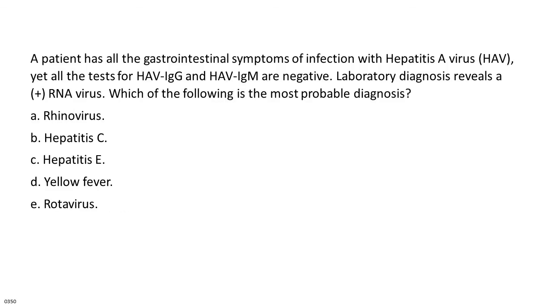A patient has all the gastrointestinal symptoms of infection with hepatitis A virus, HAV, yet all the tests for HAV-IgG and HAV-IgM are negative. Laboratory diagnosis reveals a positive-sense RNA virus. Which of the following is the most probable diagnosis? A. Rhinovirus. B. Hepatitis B. C. Hepatitis C. D. Yellow fever. E. Rotavirus.